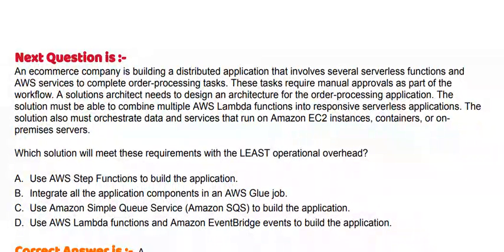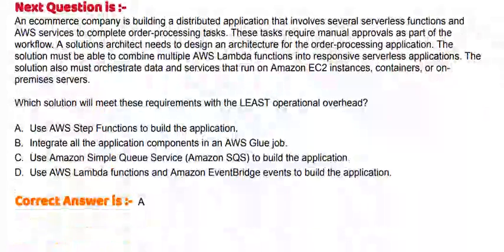Option A. Use AWS Step Functions to build the application. Option B. Integrate all the application components in an AWS Glue job. Option C. Use Amazon Simple Queue Service to build the application. And option D. Use AWS Lambda functions and Amazon EventBridge events to build the application. And the correct answer is option A.